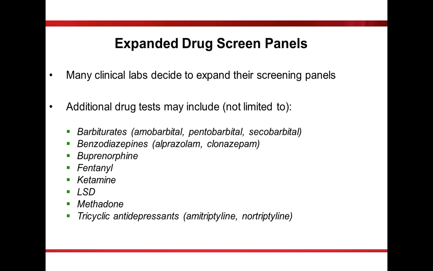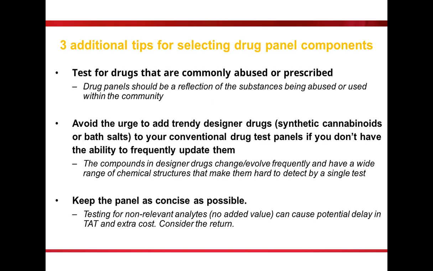But many labs decide to expand their screening panels. Some of the additional drugs you might decide to include may be barbiturates, benzodiazepines, fentanyl, methadone. There are a number of drug tests that are out there. How do you know which one to add to your panel? It can be challenging. So my advice to you, 3 additional tips, is to, 1, test for drugs that are commonly abused or prescribed. The drug panels that you have available should be a reflection of the substances that are being used or abused within your community.